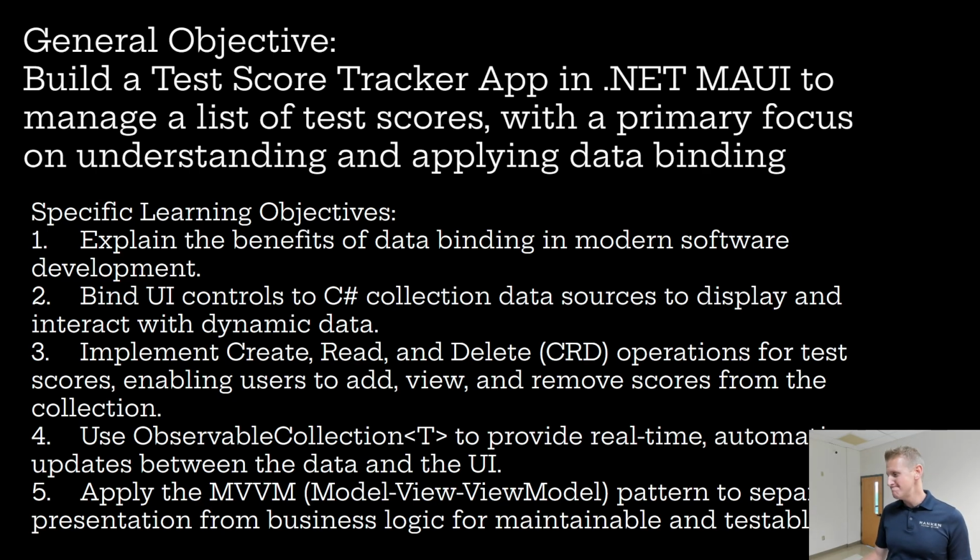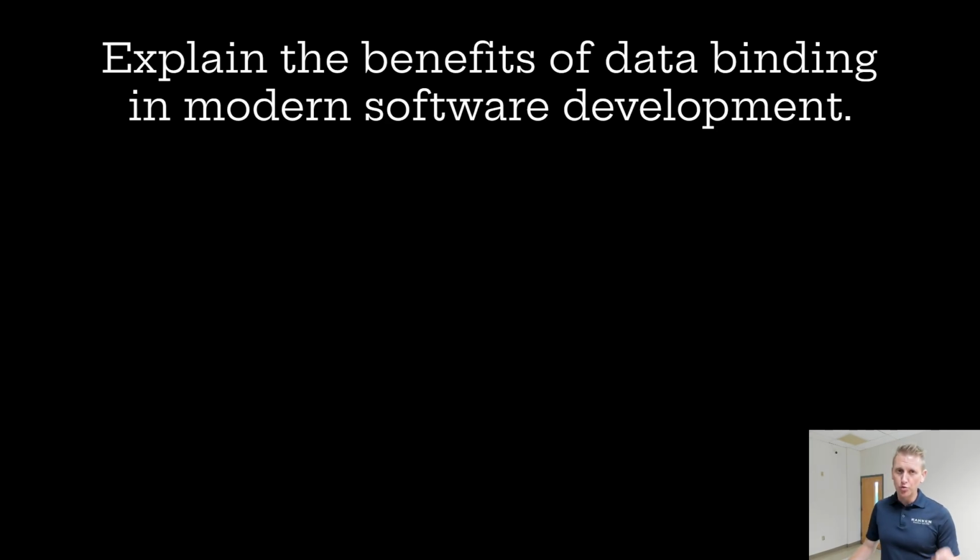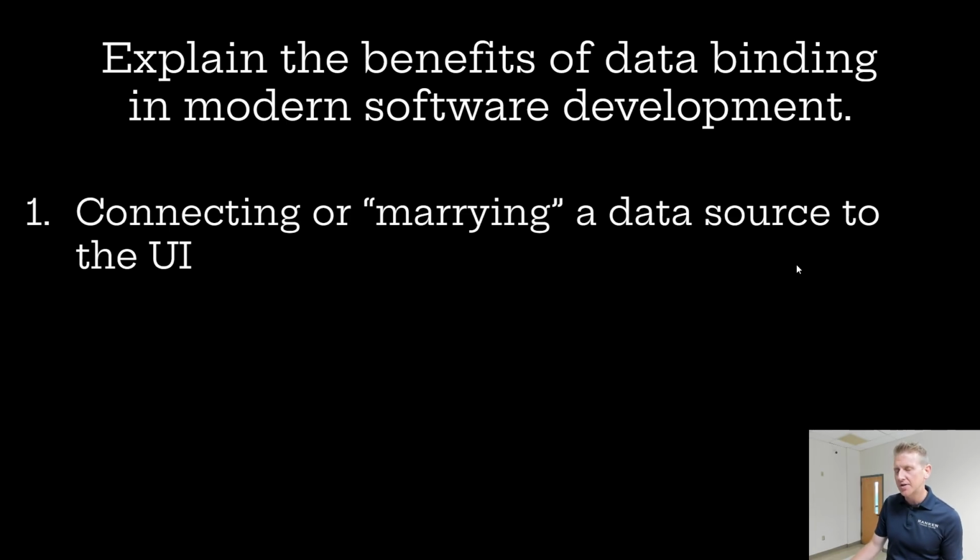I hope you enjoy. Before I dive into the code, real quickly I want to touch on the theory and what are the benefits of data binding. But in order to understand those benefits, we should first define data binding. So the first bullet here is, what is data binding? And you can see here it is connecting or marrying a data source. So in our world, that's a C# collection. If you've worked with arrays, more specifically a list, that is a C# collection. So taking that data source, the collection, and marrying it to the user interface.